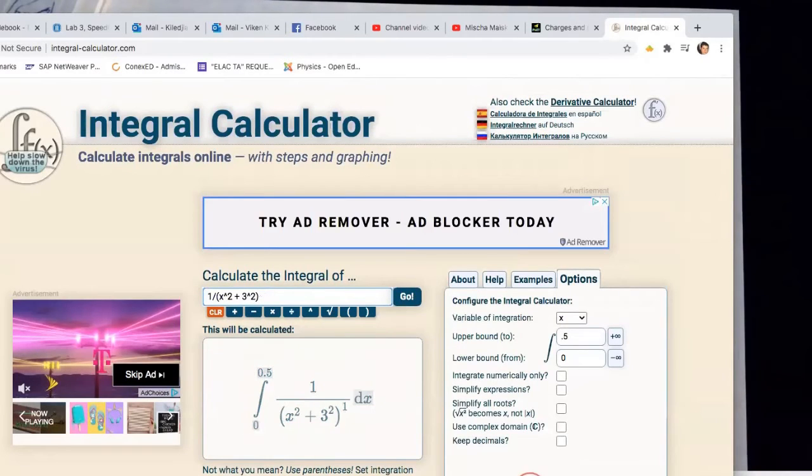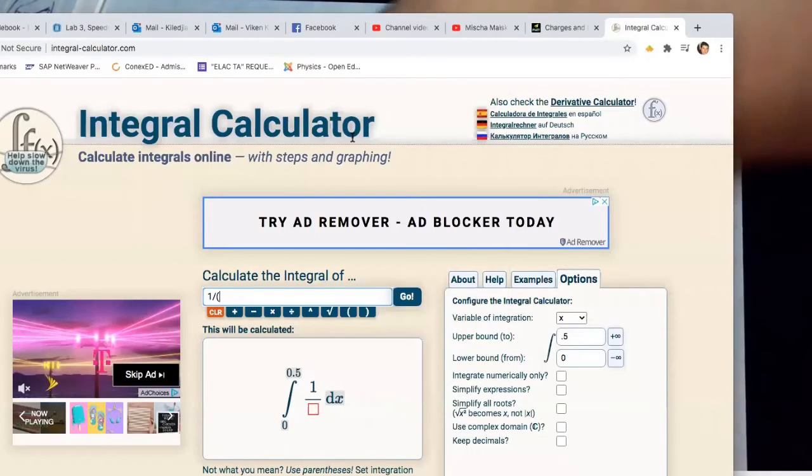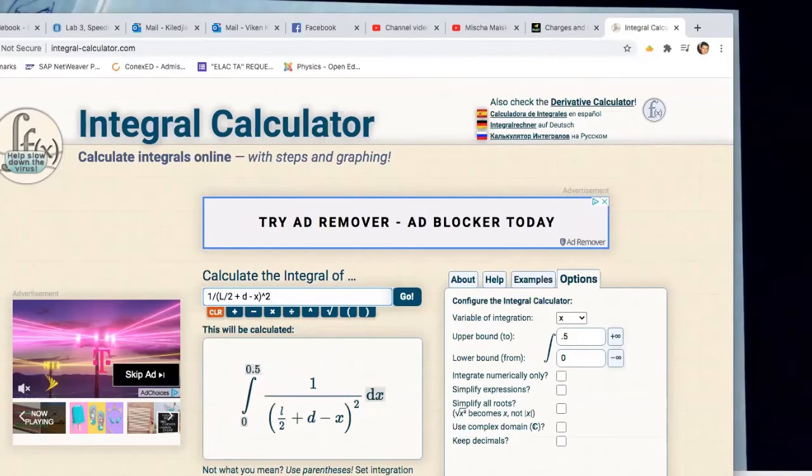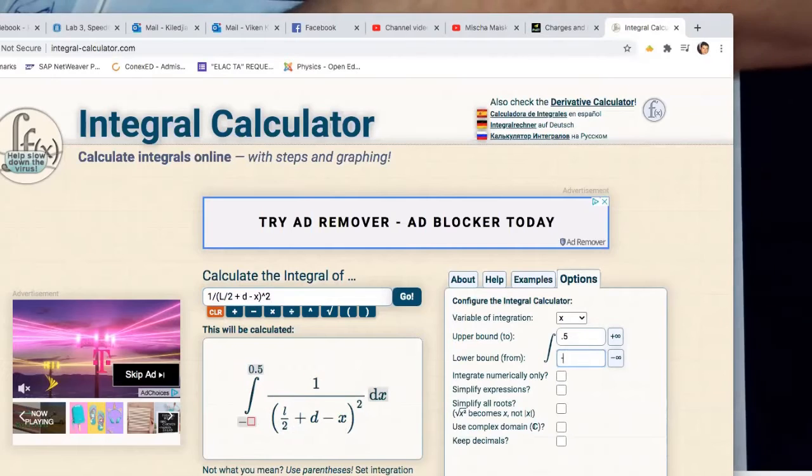For this one, the power doesn't come out 1/2. It's actually a square. Okay, so then we have (L over 2 plus D minus X) squared. Okay, and then it's going to be negative L over 2.